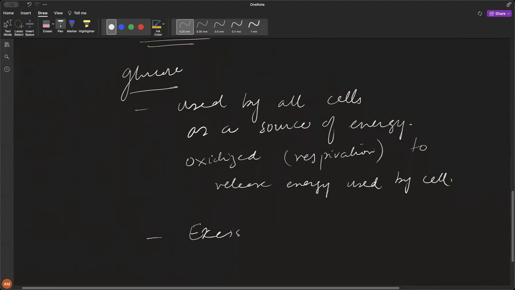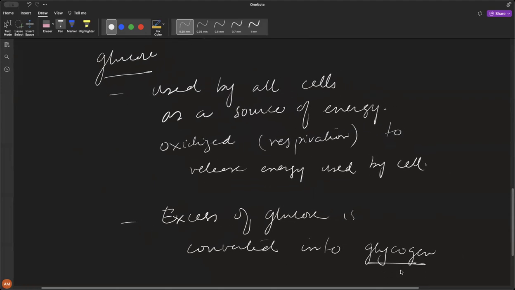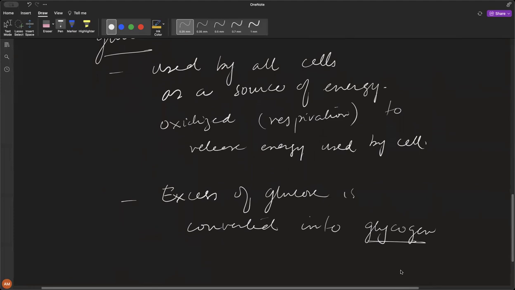Excess is converted into glycogen. Remember, glycogen was a storage molecule. All right.